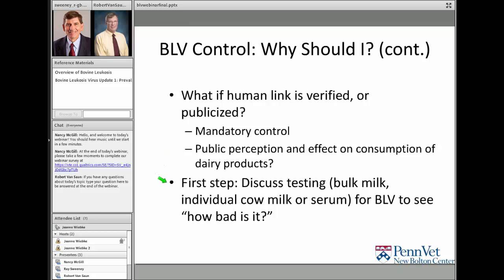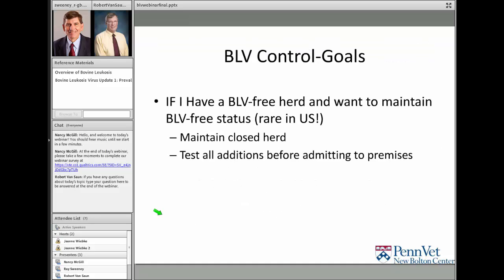So in all these situations, the first step is to discuss with your veterinarian a testing strategy to determine whether your farm actually has BLV, cows with BLV. Again, chances are, if you're one of the 90%, that you do. But how widespread is it? So this can be done with either individual cow milk or serum samples, testing for BLV with the ELISA to see how widespread is the infection on my farm.